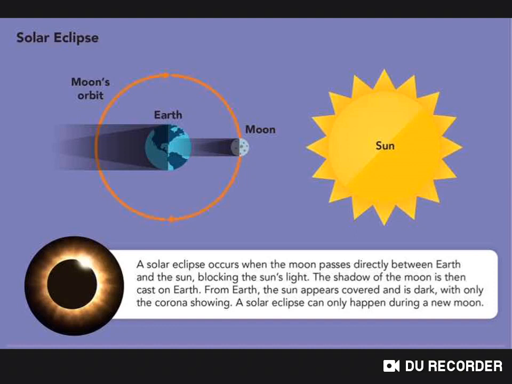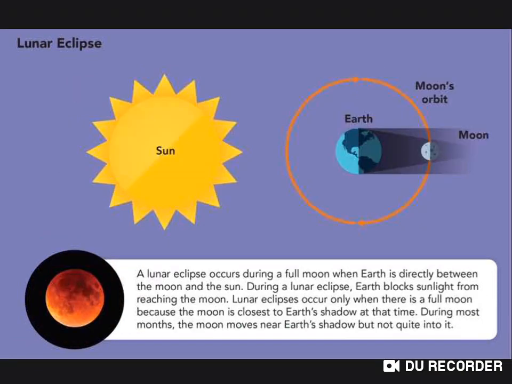A solar eclipse occurs when the moon passes directly between Earth and the sun, blocking the sun's light. The shadow of the moon is then cast on Earth. From Earth, the sun appears covered and is dark, with only the corona showing. A solar eclipse can only happen during a new moon.